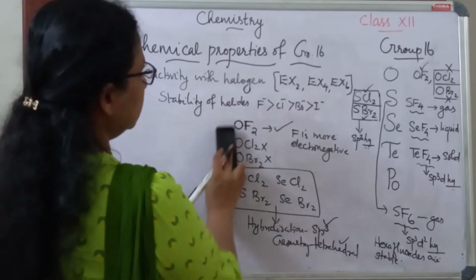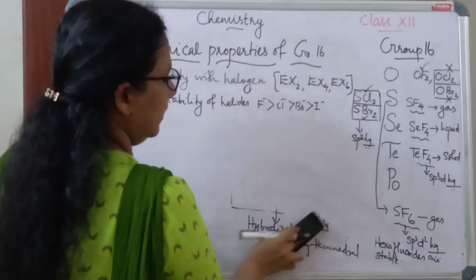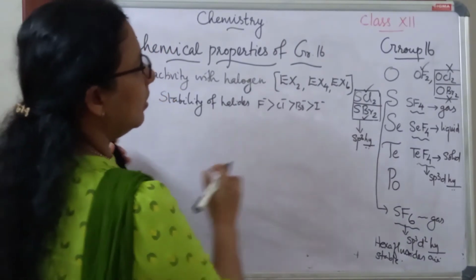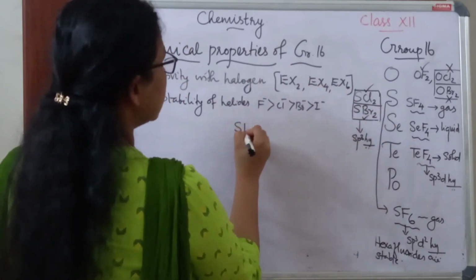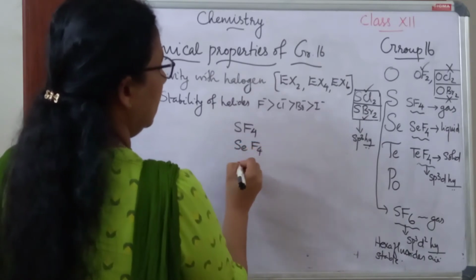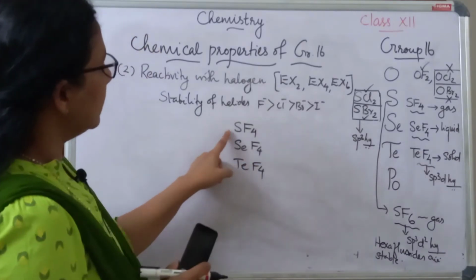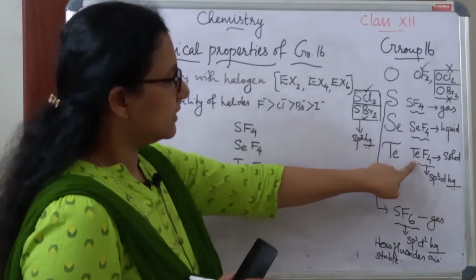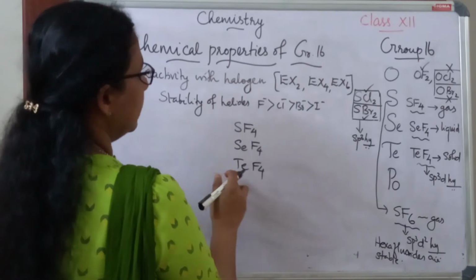Now consider another possibility, that is it forms tetrahalides. Tetrahalides of the type EX4. So tetrahalides means SF4 is possible, SeF4 is possible, and TeF4 is possible, etc. So in this case, SF4 is a gas, SeF4 is a liquid, TeF4 is a solid. So these are examples of tetrahalides.